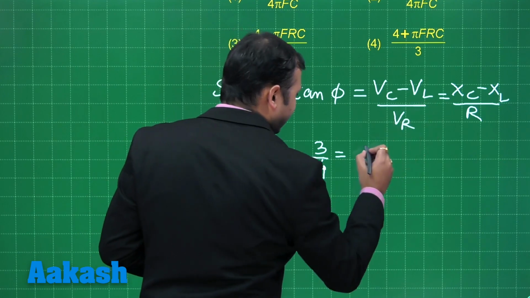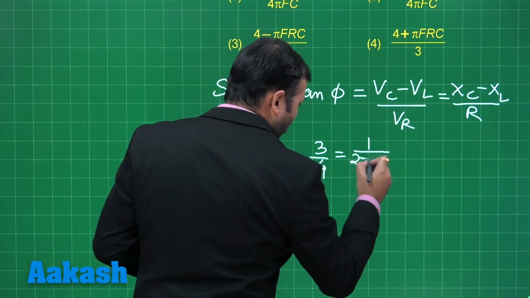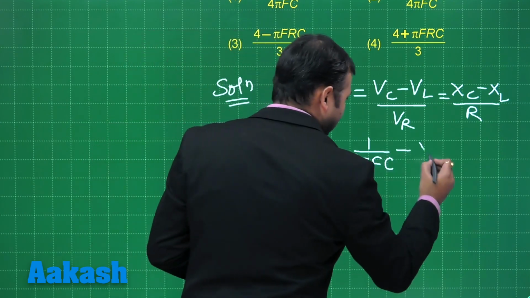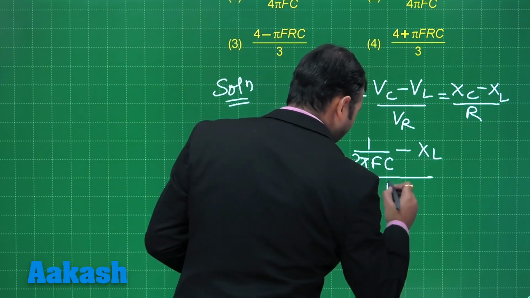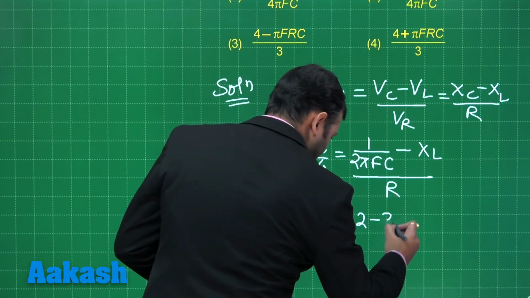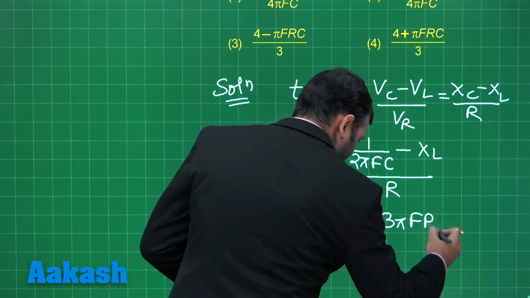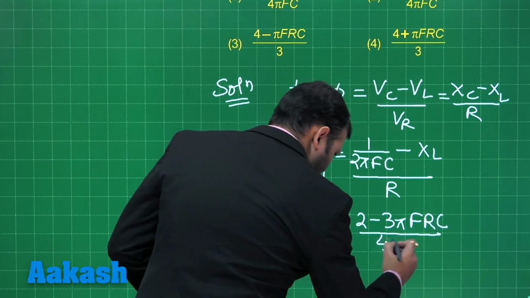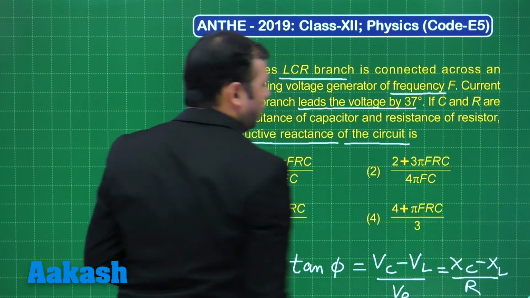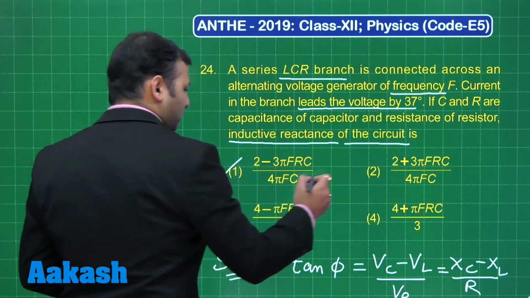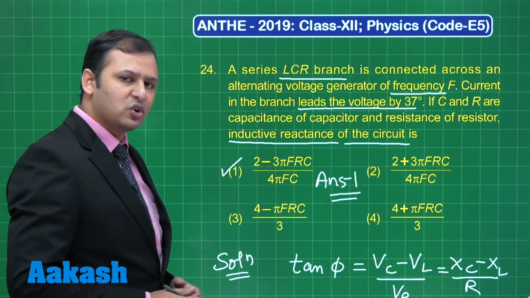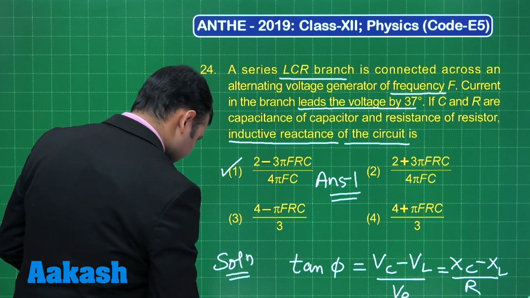Now this phi is given to us as 37 degree and tan 37 would be simply 3 by 4. That is equal to, for XC I can write 1 upon 2 pi F into C, that is 1 upon omega C, minus XL and whole divided by R. When we simplify this, we will get XL as 2 minus 3 pi FRC divided by 4 pi FC. So let's see which is the best suited option. Among the 4 options given to us, option number 1 seems to be the correct answer. Now let's move on to the next question, that is question number 25.